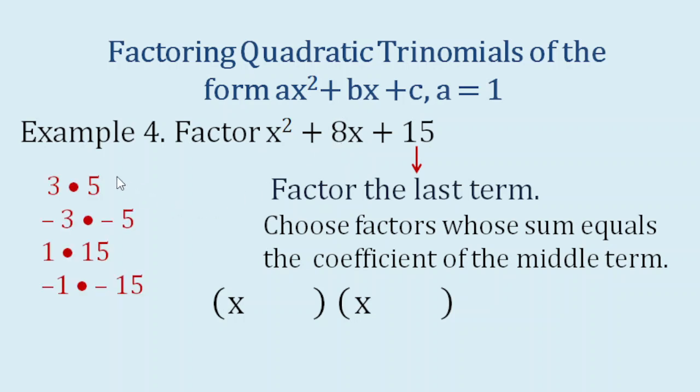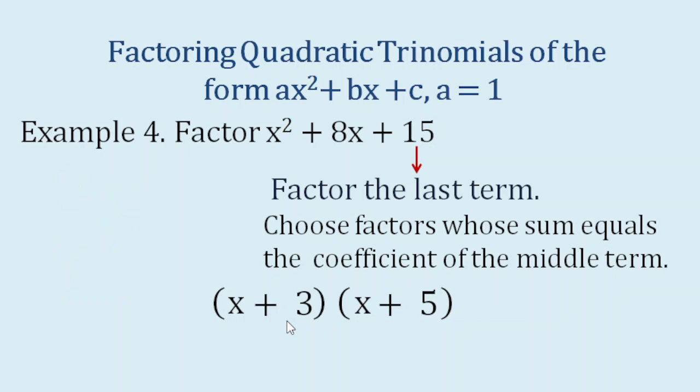So I have here factors of 15. Okay? Which pair gives us the sum of 8? So it's 3 and 5. So that means plus 3 plus 5. These are the factors. The quantity x plus 3 times the quantity x plus 5.